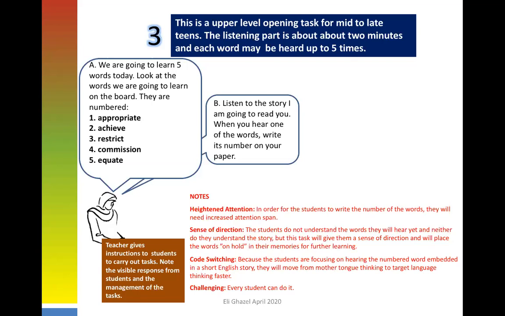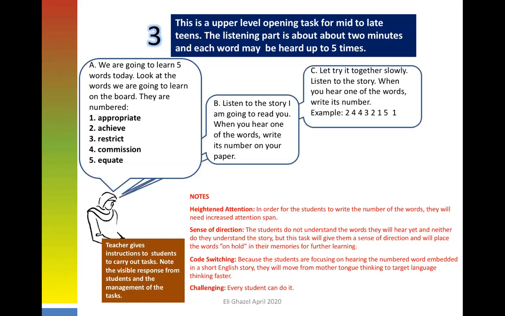So you can see now that on the paper, they're going to write only the number of the word that they heard in the story that corresponds to the number in front of the word on the board. So the paper is only going to have numbers, and it will look something like this. Let's try it together slowly. Listen to the story. When you hear one of the words, write its number. So let's try this together, gentlemen. Don't look at the sequence number here. I'm going to do it in a different way.